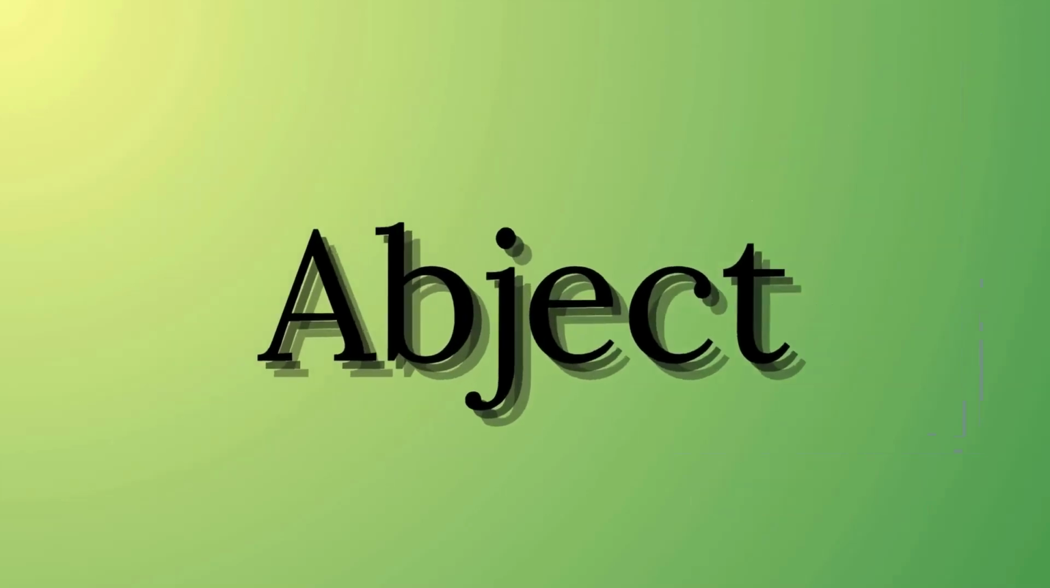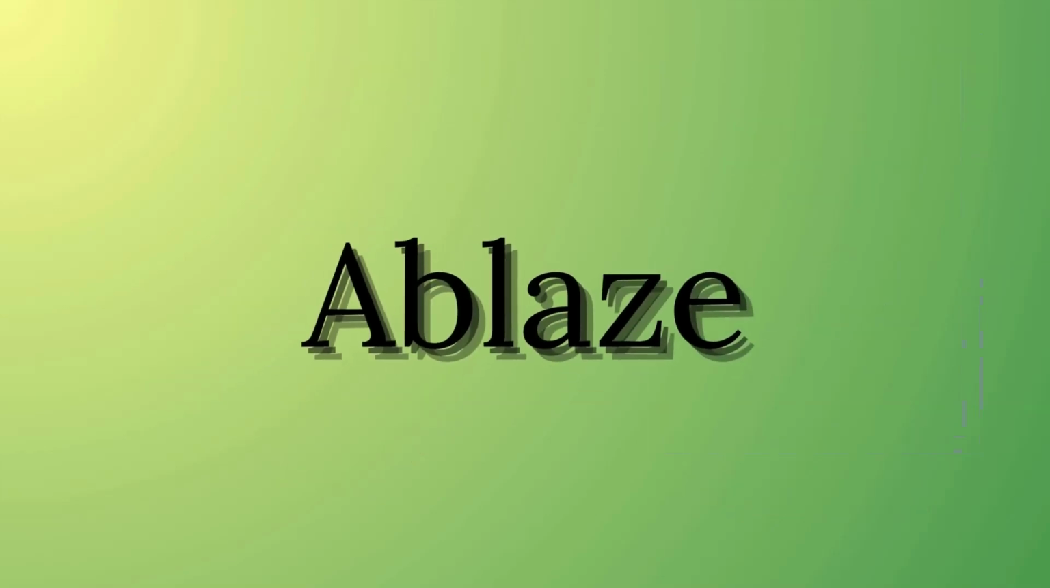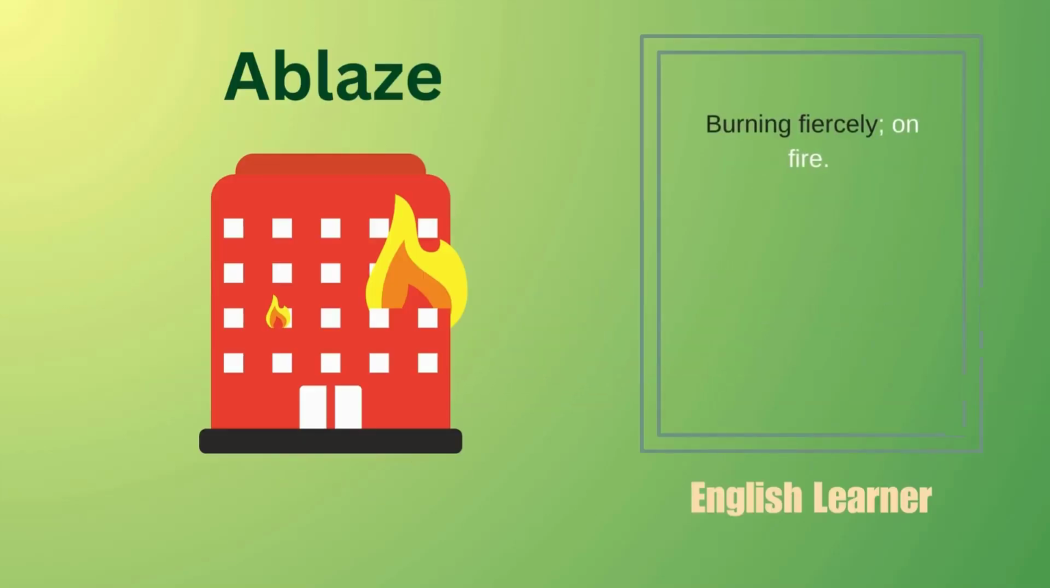Abject. Extremely bad, unpleasant, and degrading. Example. The family lived in abject poverty. Ablaze. Burning fiercely, on fire. Example. The building was ablaze by the time the firefighters arrived.